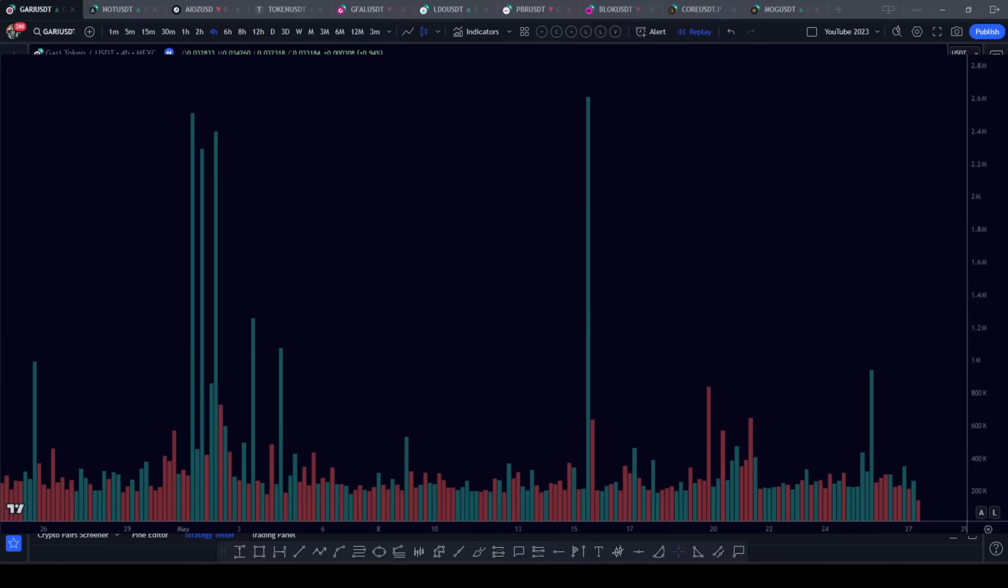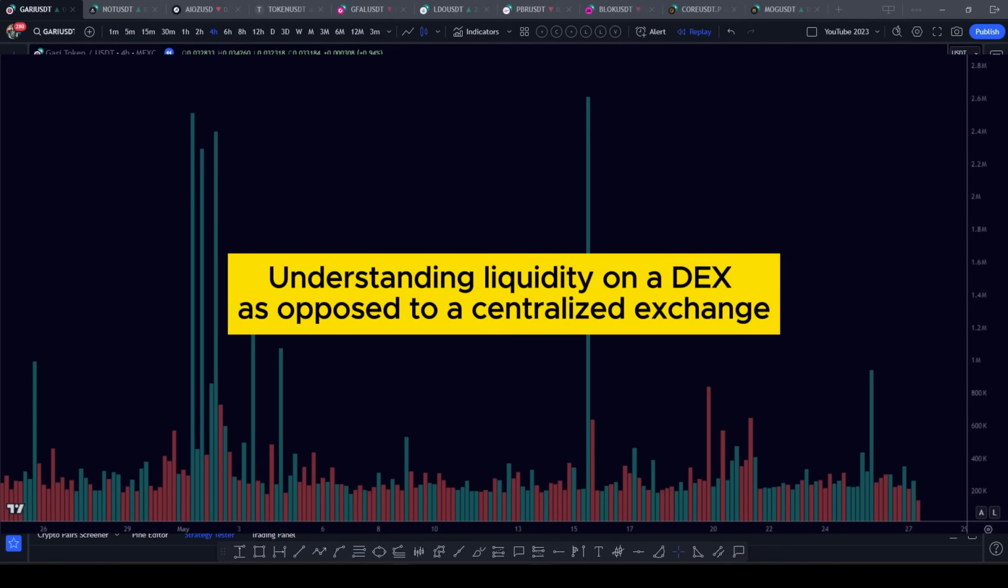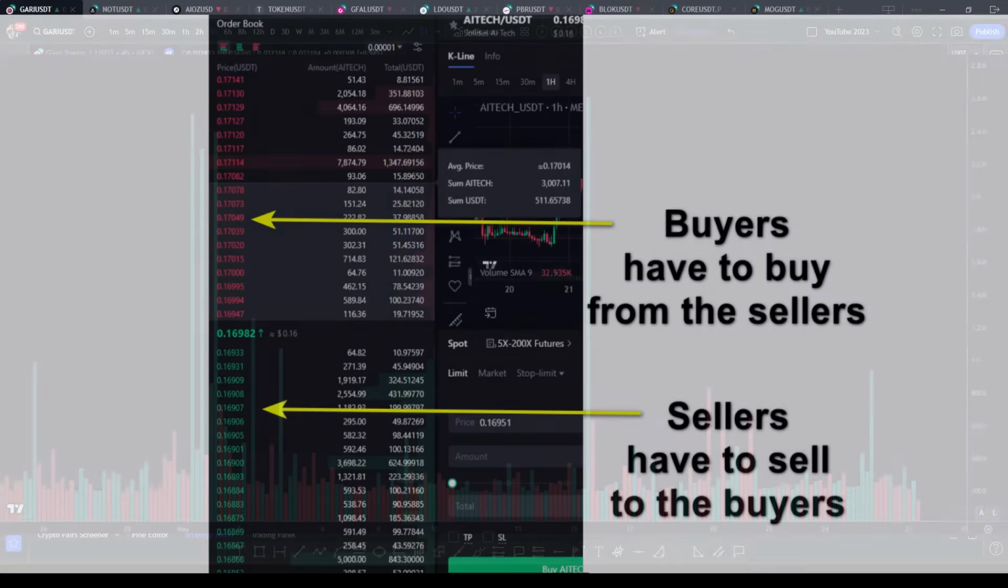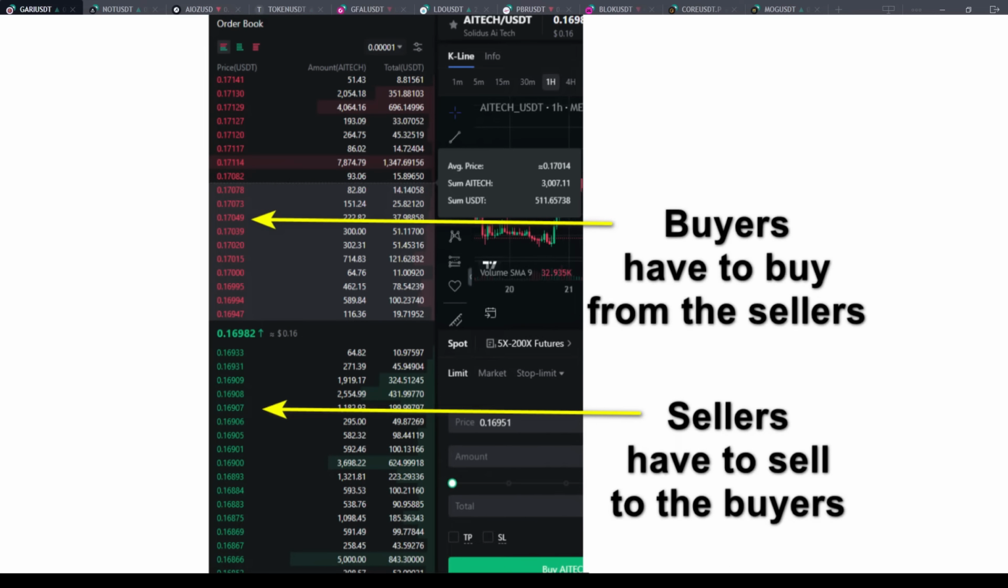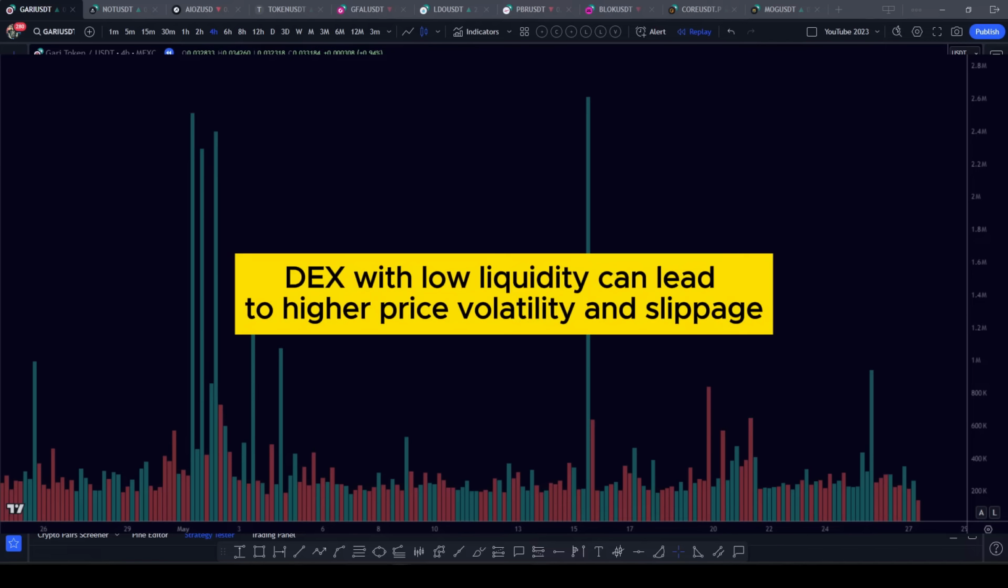So one of the main differences in understanding liquidity on a DEX as opposed to a centralized exchange: on the centralized exchange, you can actually see all of the buyers and sellers in the order book. For the decentralized exchange, also known as a DEX, when you have low liquidity, this can lead to higher price volatility and slippage, where the price changes between the order placement and the execution or finalized transaction.